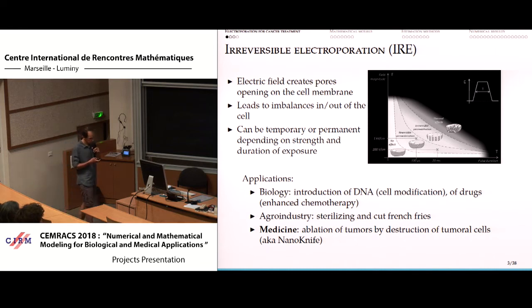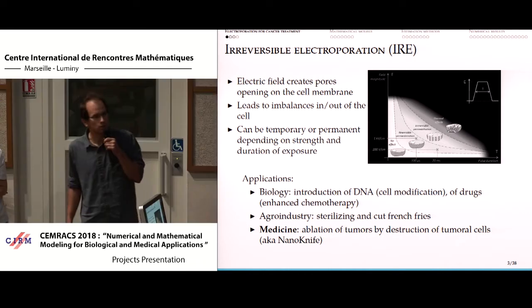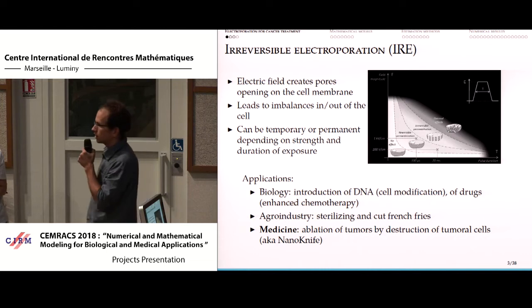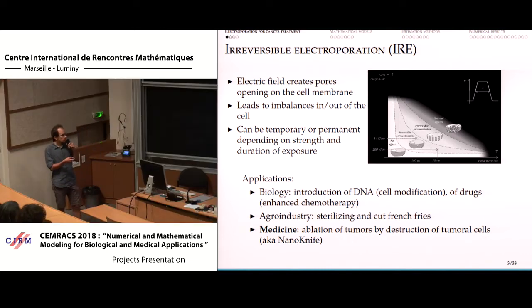So what are the applications? For reversible electroporation, in biology, it's interesting to insert new strands of DNA in the cell to modify it, or maybe to play with the cells. I hear biologists like to do this, or maybe to kind of force feed the cell with drugs that will not go inside otherwise, and to maybe cure some classes of illnesses. It's also used in the agro industry to sterilize things, I guess by just killing bacteria, and also cutting French fries.